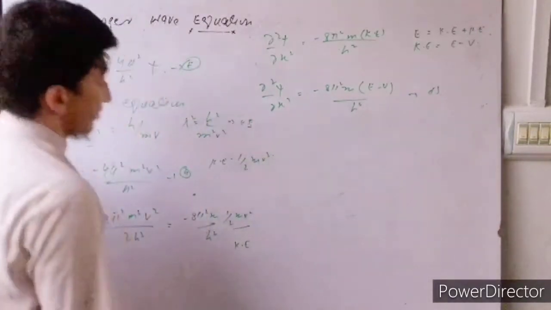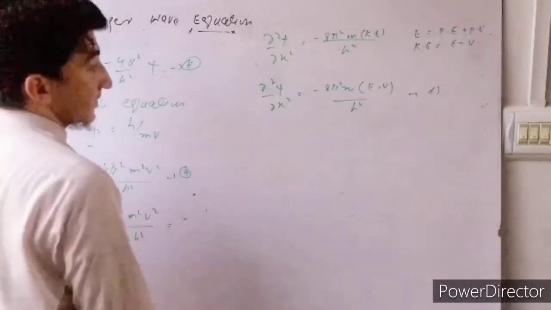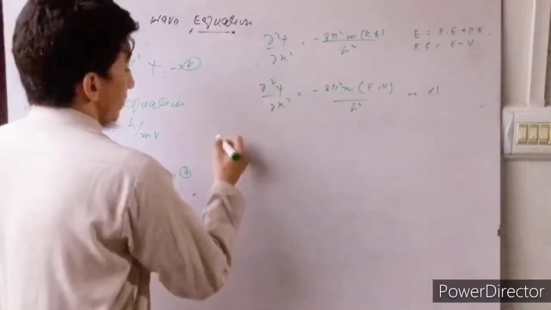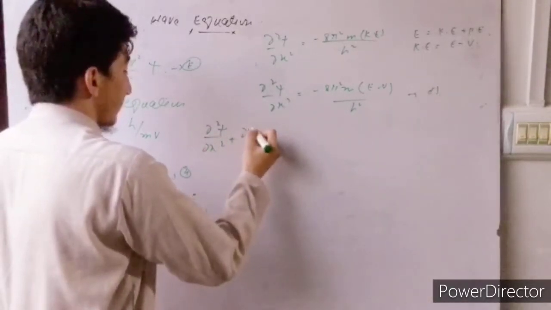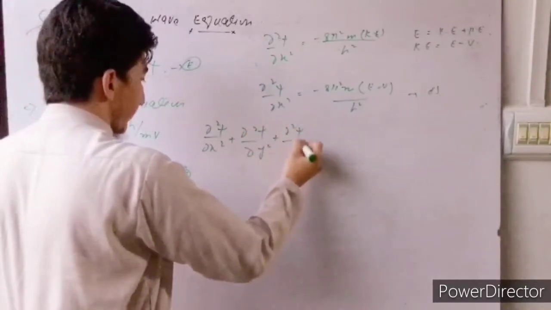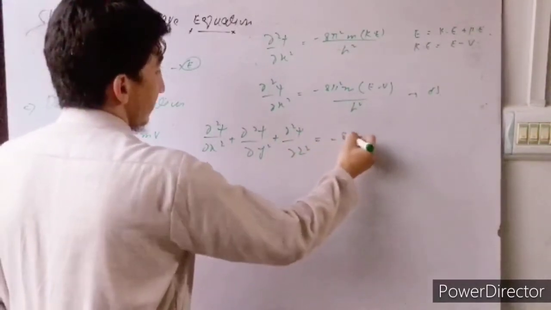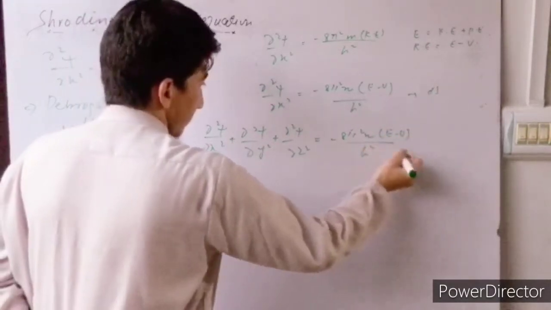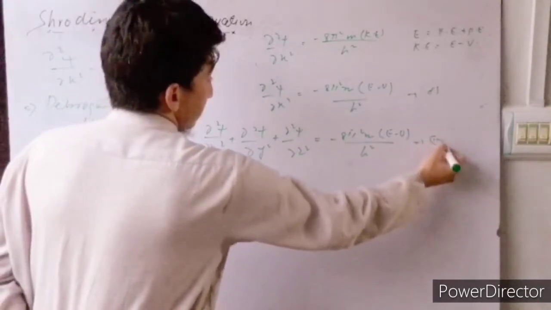As you know, the Schrodinger equation is applied to 3-dimensional space, because the motion of the electron is in 3D. So we can say that this equation can be written as del square psi divided by del x square plus del square psi divided by del y square plus del square psi divided by del z square is equal to minus 8 pi square m into E minus V divided by h square. This is the Schrodinger equation.